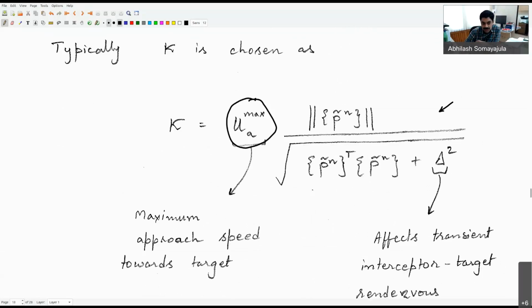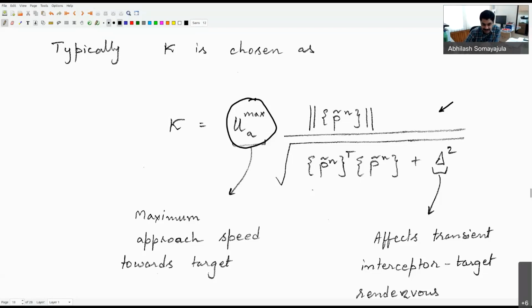So what I'm doing is basically putting a saturation limit mathematically into the control law itself. I'm choosing the control law in such a manner that the proportionality constant will always ensure that I'm having an approach velocity less than UA max. So I'm not going to be asking for infinitely high velocities ever. That's the primary idea.